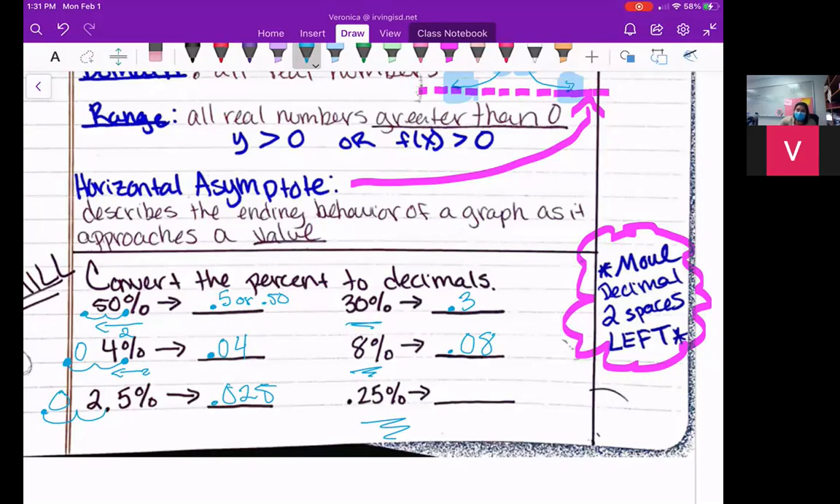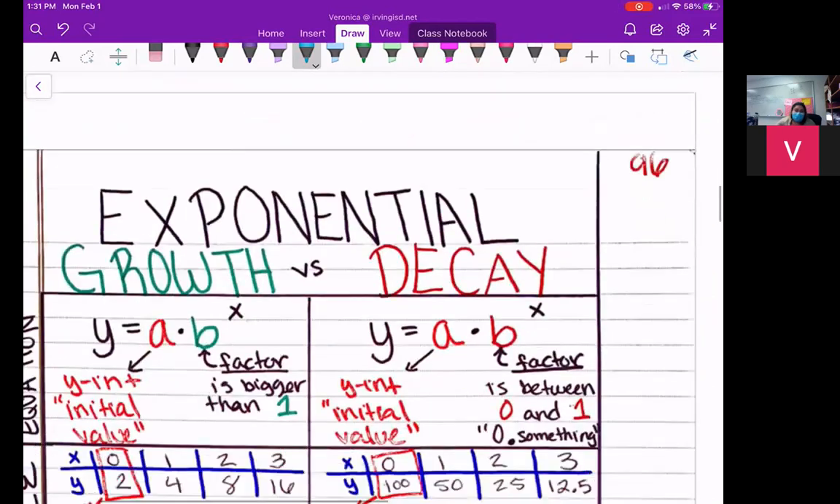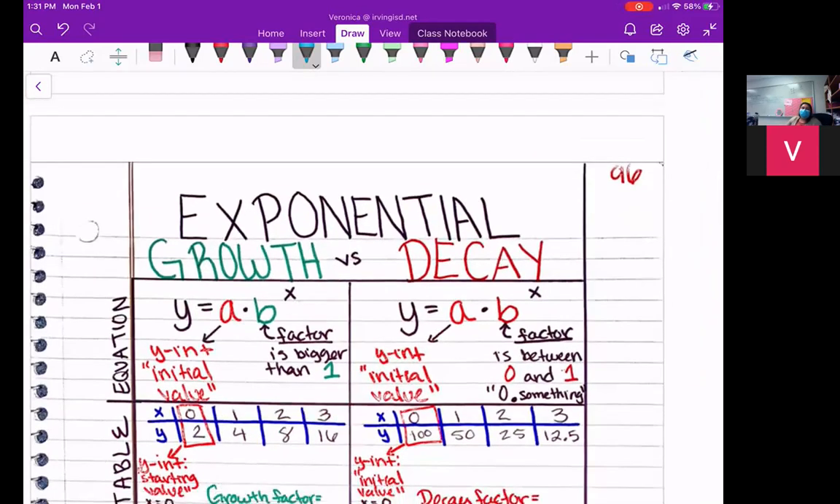All right, so for the last one, you already see a decimal, so you're gonna go 1, 2. This time you have 2 empty spaces, so you're gonna fill in 2 zeros. So 0.0025, there you go. Okay, so we all feel refreshed on how to convert percentages into a decimal, okay? So now, moving on, you're gonna need this for the lesson later on. So we're gonna talk about this beautiful chart I made for y'all. This pretty much has all the information you need to know about exponential growth and decay functions, okay?